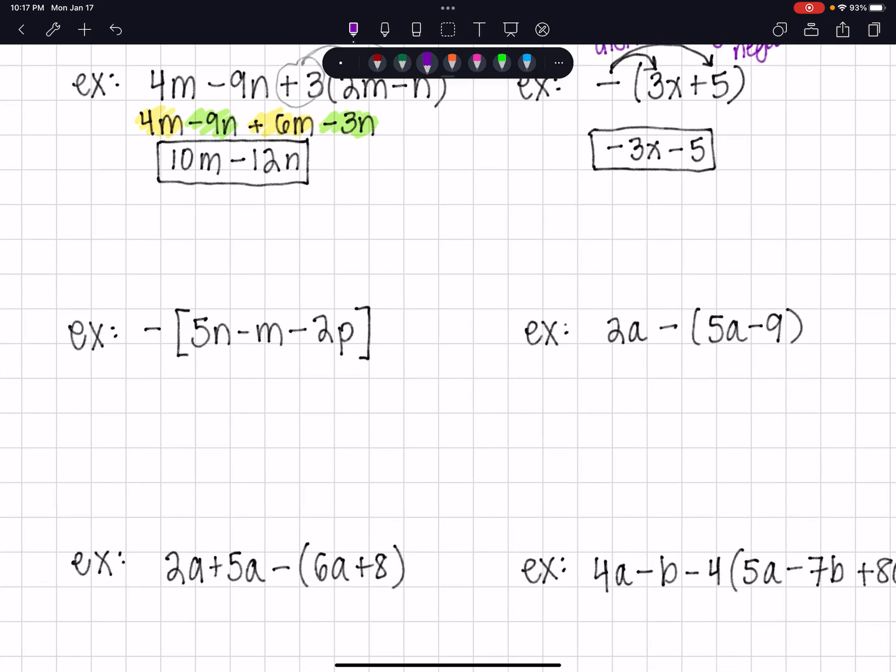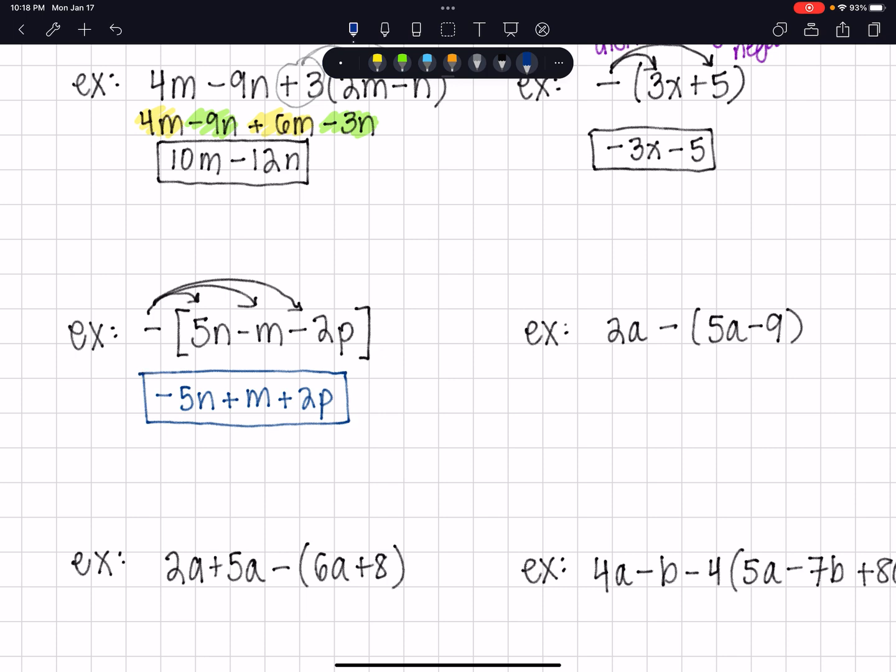Okay, let's try that on this next one. And again, I encourage you to press pause and try this problem and see if you can distribute the negative and get the same answer I get. When I distribute this negative, I'm going to distribute it to each of the terms. 5n is going to become negative 5n. Negative m becomes positive m. And negative 2p, or minus 2p, becomes plus 2p. Now there's no like terms, so we're just going to box our answer and it's going to stay those 3 terms, but all of the signs have changed.